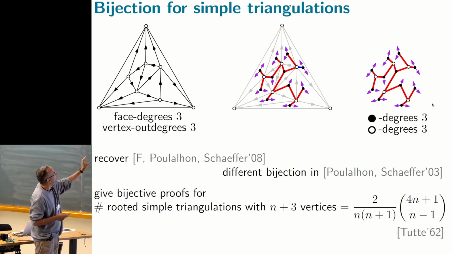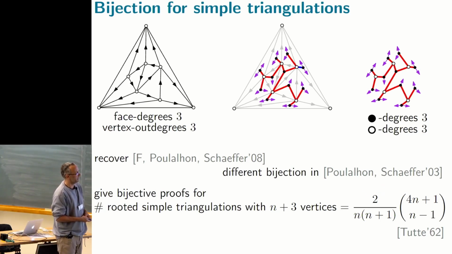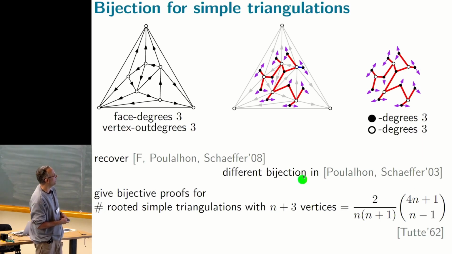So we have to deal with the root. Here we don't have a root. We have only an unrooted tree, but it's quite easy to deal with the root, having a root in the outer face. And it's a way to recover in a bijective way the formula obtained by Tutte in his census paper on triangulations. So it was a special case of a bijection we had with Dominique Poulalhon and Gilles Schaeffer.